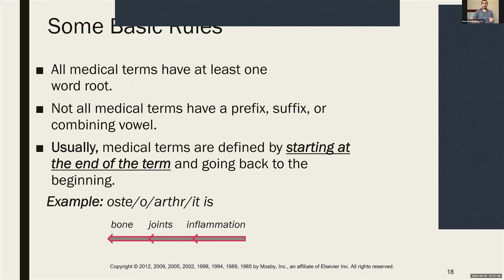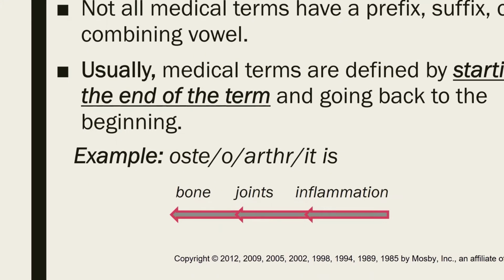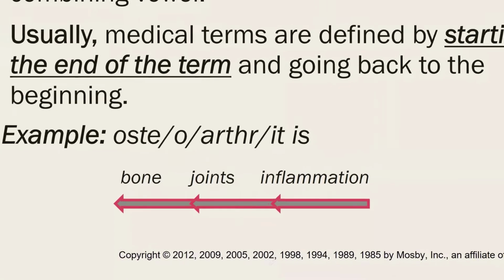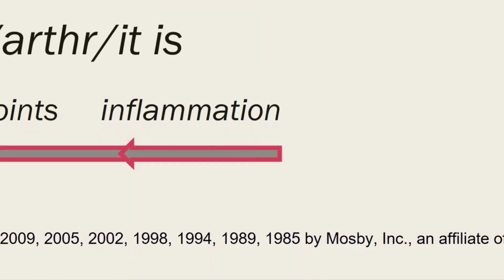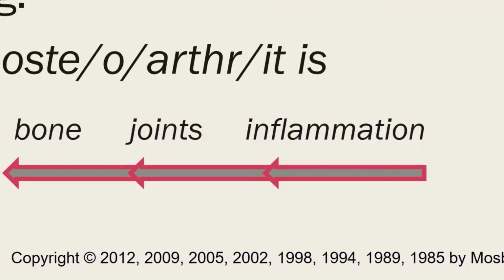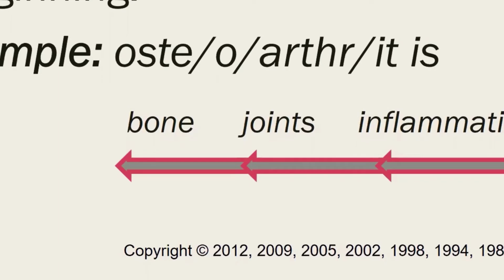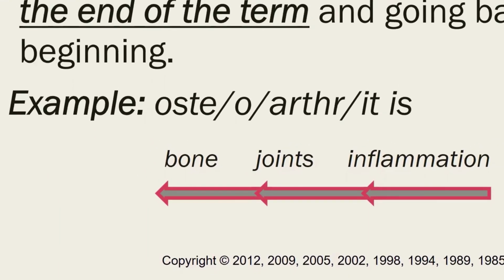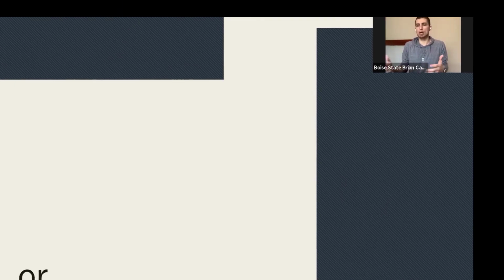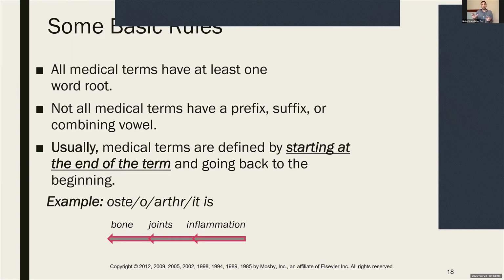And then oste is, of course, bone. So if we put all those together, we would say that we have inflammation of the joints and the bone, or the bone and the joints. But the key point there is that we wouldn't say, okay, this patient has bone and joint inflammation. Typically in the medical field, we would say the patient has inflammation of the bone and joints, or of the joints and bone.